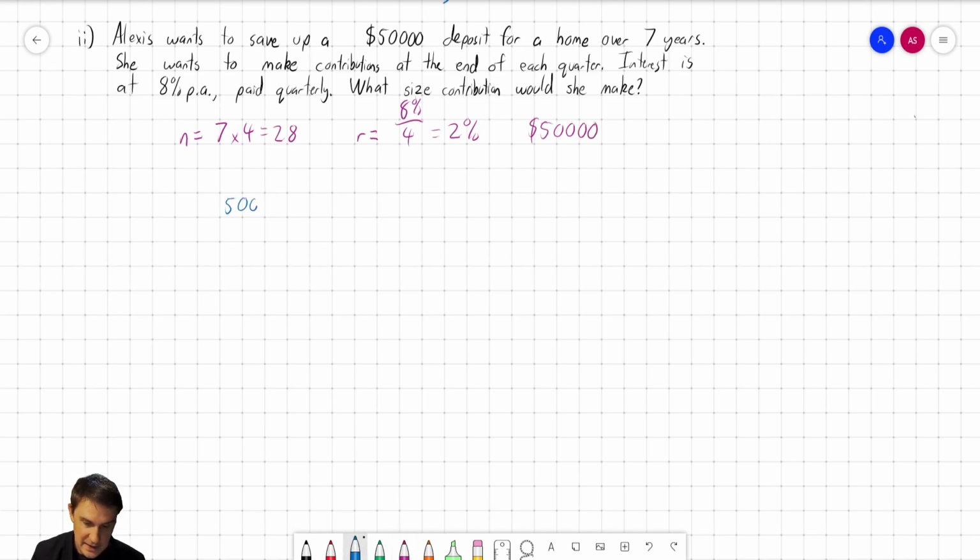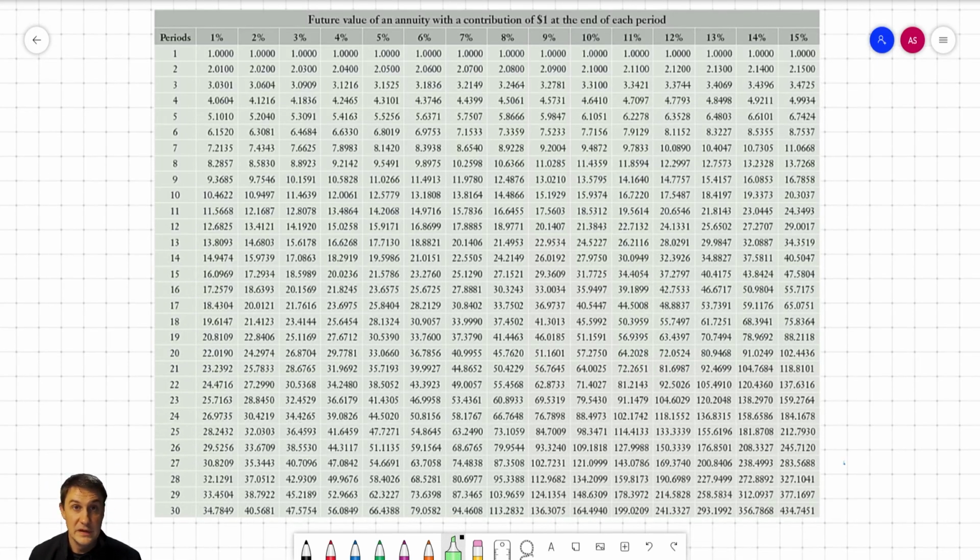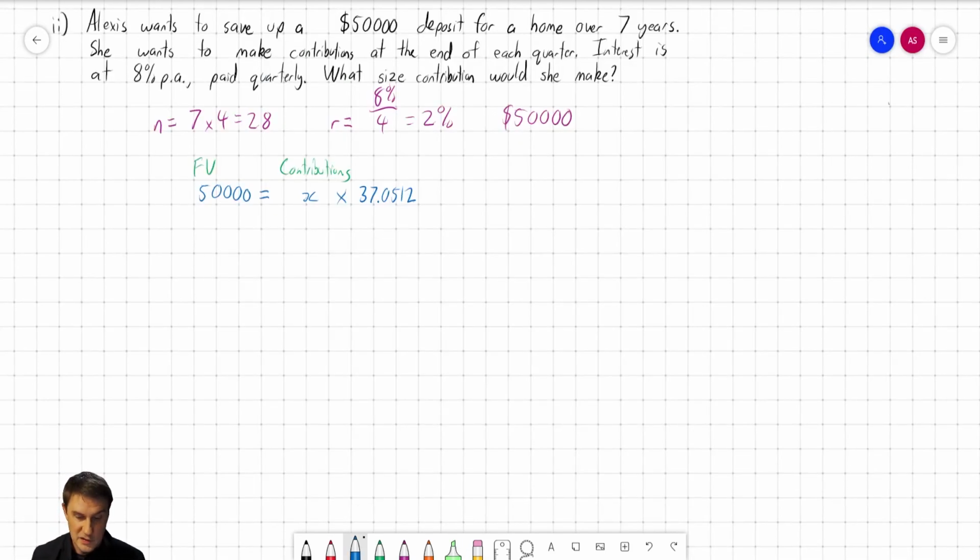What we do is we take our future value of $50,000. We want that to be equal to X times the rate which we find on a future value table. Now, this is our future value here, and X is our contributions. So we'll go and look at the table. Here on the table, we're looking for 28 periods. We can see right down here, we have a value of 28 that we can access. In addition to this, the rate we're using is 2%, so that's going to be the second column here. When we go down, what we find is this is the amount which we're trying to use, which is 37.0512.